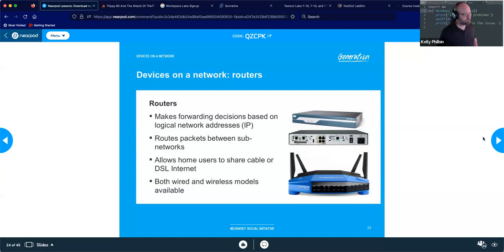Questions on hubs, switches, bridges, and routers?